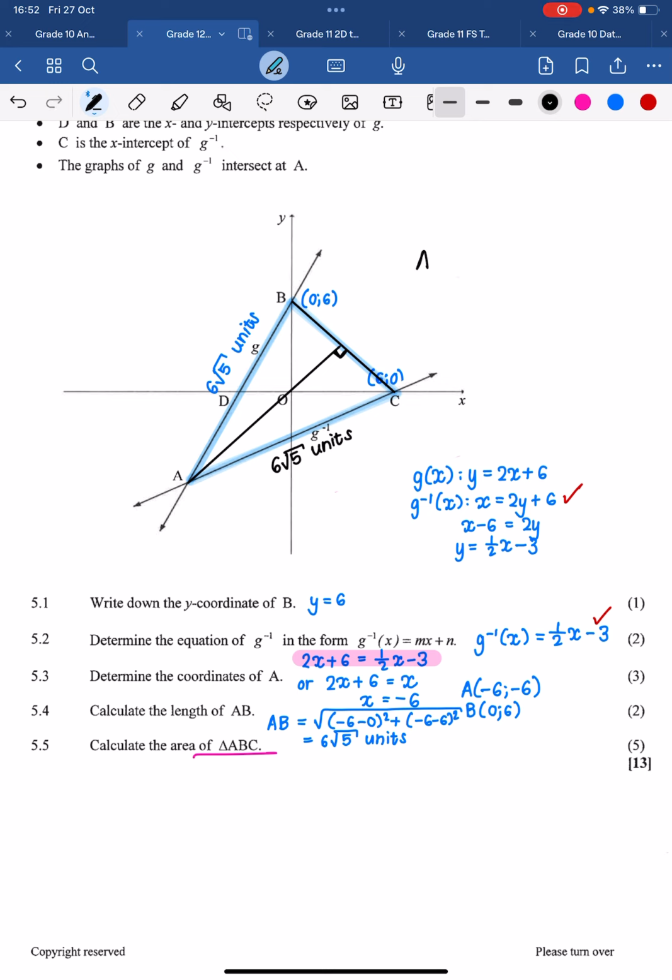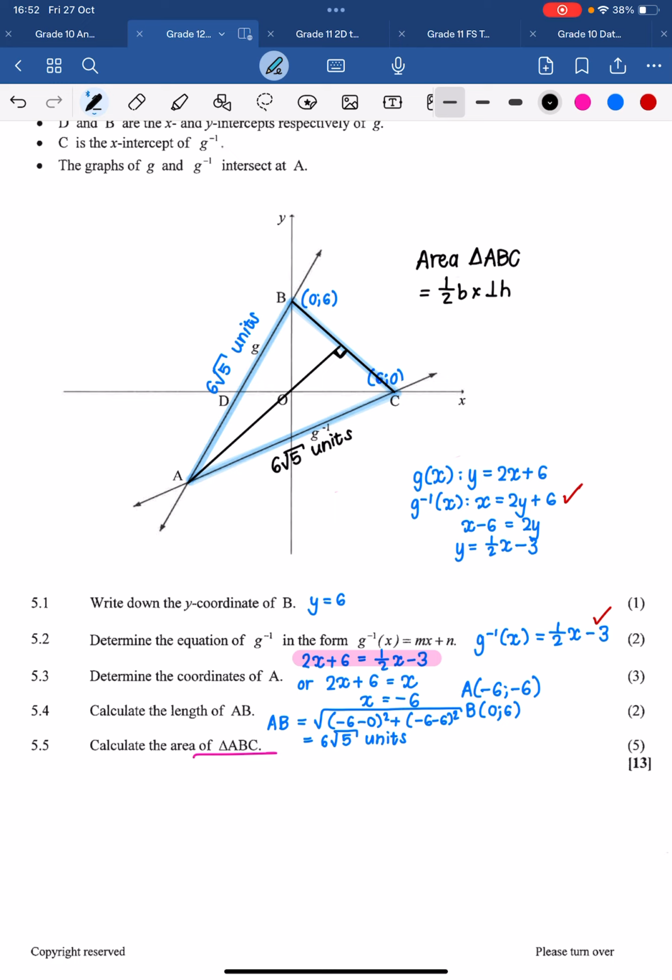Remember, what is the formula? The formula for the area of a triangle doesn't have to be for a right angle triangle. You can always use this formula, half base times perpendicular height, if you have the perpendicular height. So what I've done here is I have constructed a perpendicular height, which I can do.